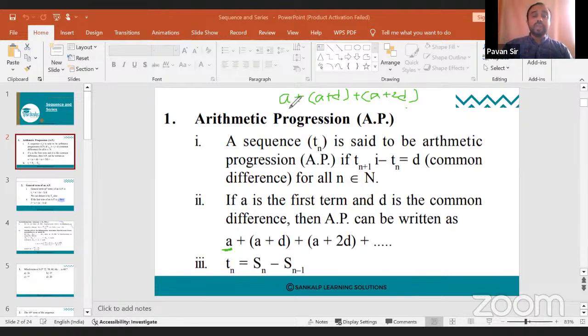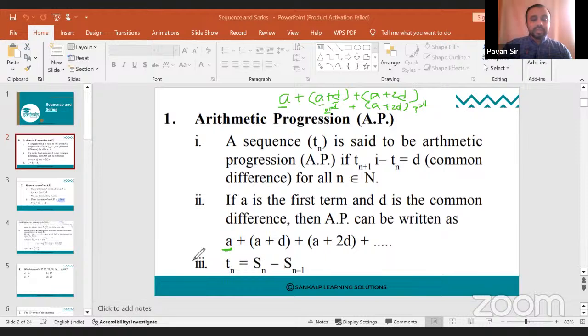So in the general term of the AP, A is indicating the first term, A plus the common difference will give the second term, and A plus 2 times the common difference will give the third term, and so on. Okay, A is the first term and D is the common difference.